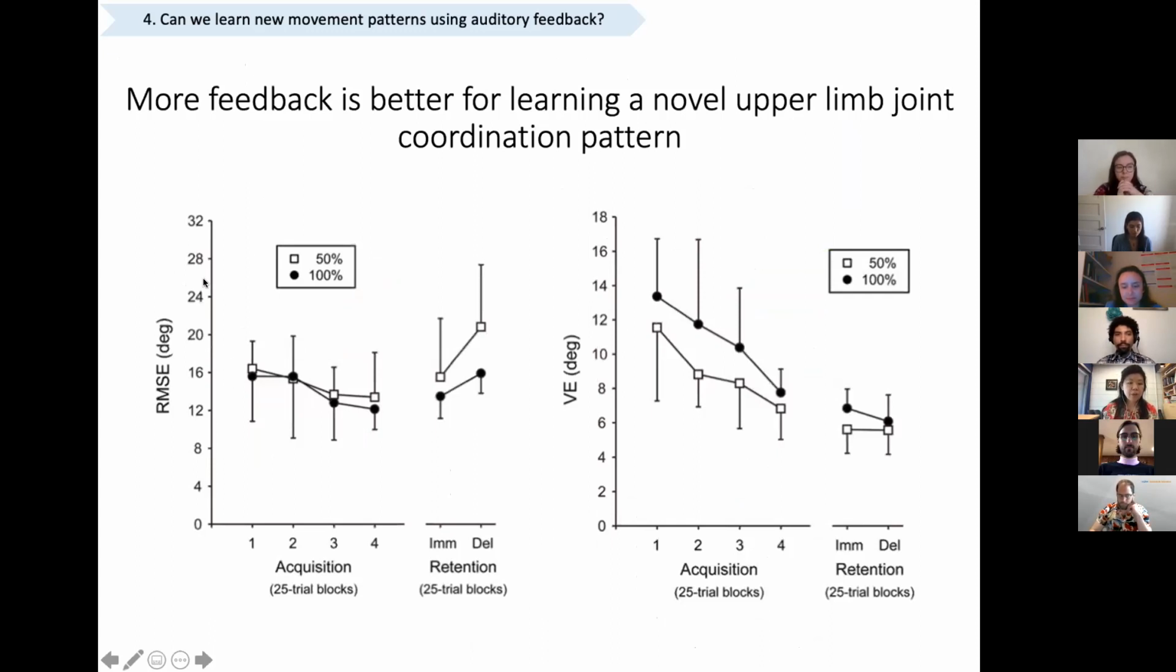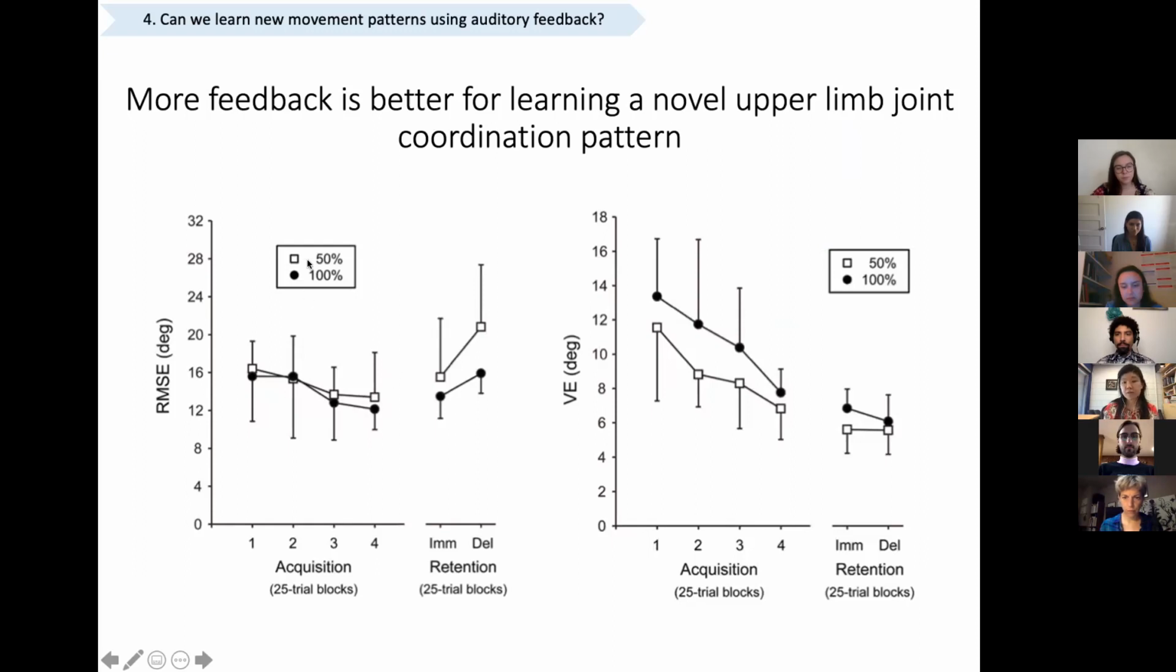So what you see on the y-axis is root mean square error. The smaller the value, the better the performance, so more accurate, the less error there was in the performance. On the x-axis here, you have performance plotted across the blocks of practice. And then we had an immediate retention test and a delayed retention test that occurred 24 hours later on.